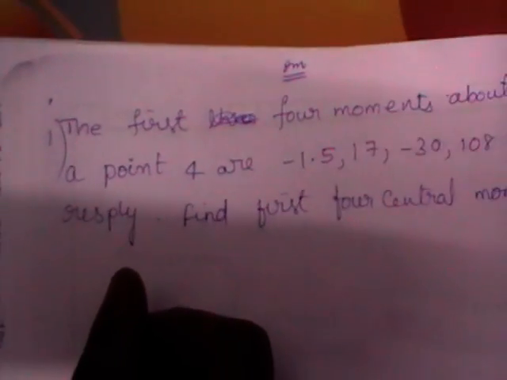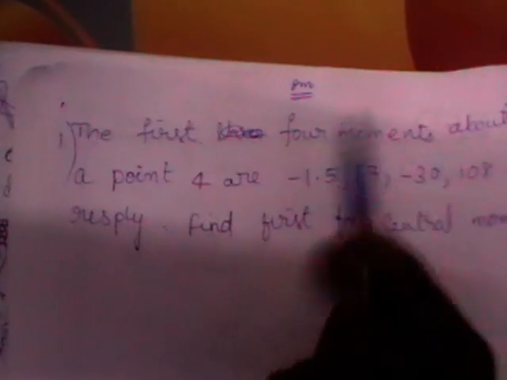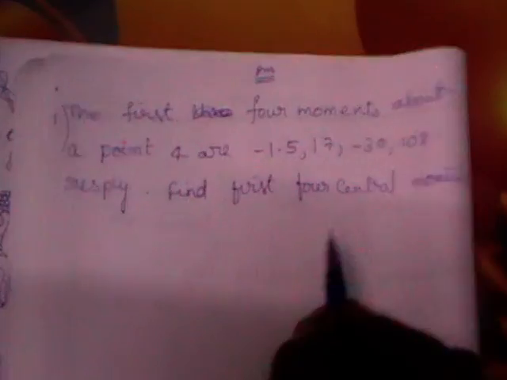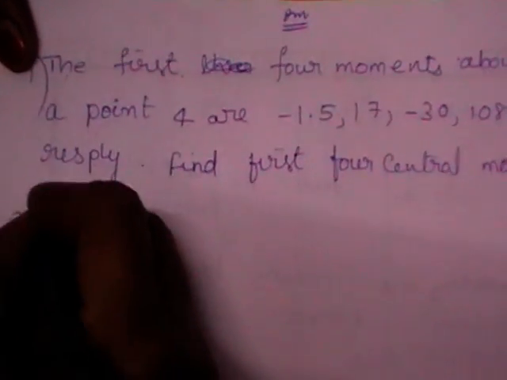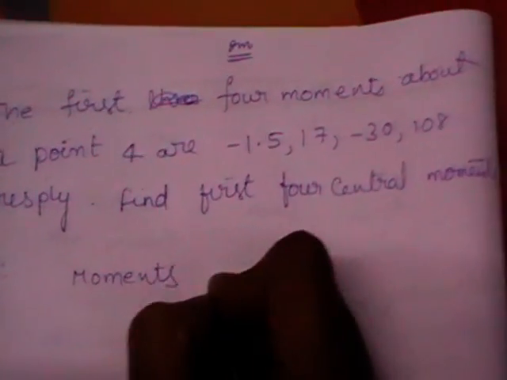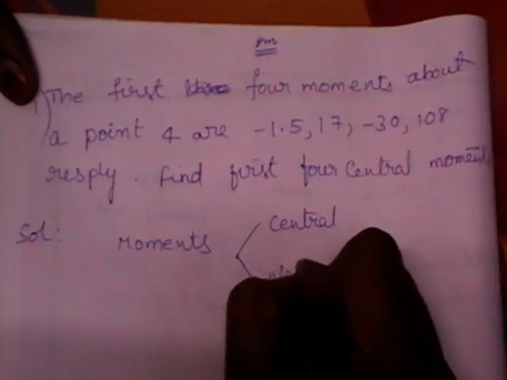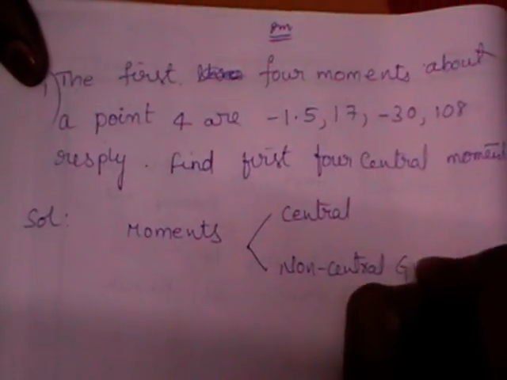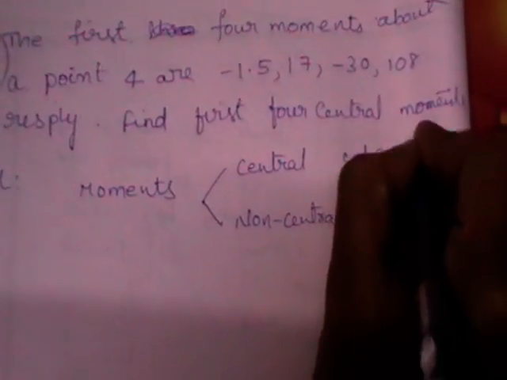In problems on moments, this is the next problem. The first four moments about a point 4 are given and you need to find the first four central moments. As I discussed in the previous problems, again I am repeating, moments are of two types: central moments and non-central moments. Generally in numerical problems you will be given the non-central moments and you need to calculate the central moments.